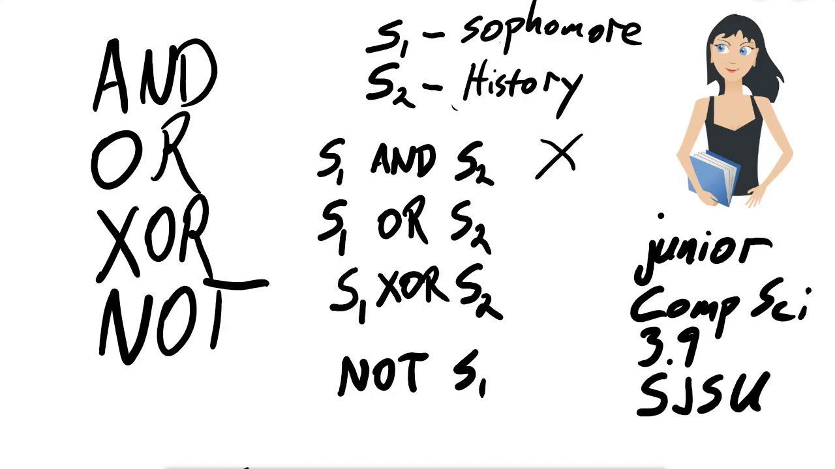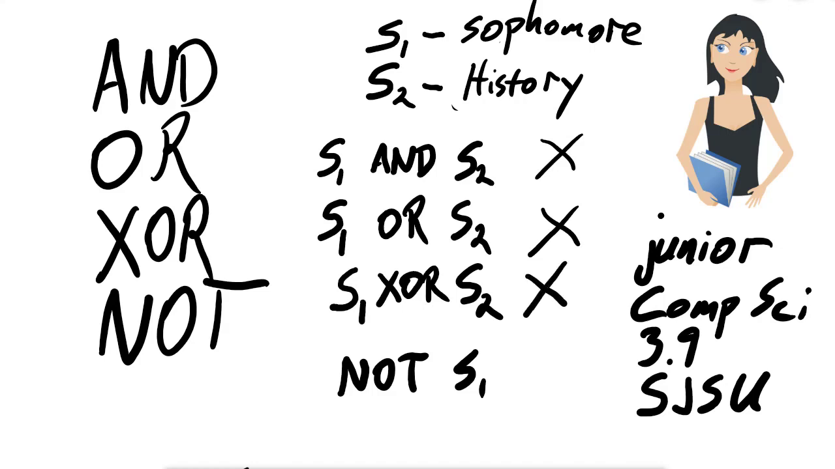Now let's look at the OR. Is Stacy a sophomore? No. Or a history major? No. Also false. Let's look at exclusive OR. Is Stacy a sophomore? No. Exclusive OR a history major? No. Stacy is neither one, therefore she does not qualify.